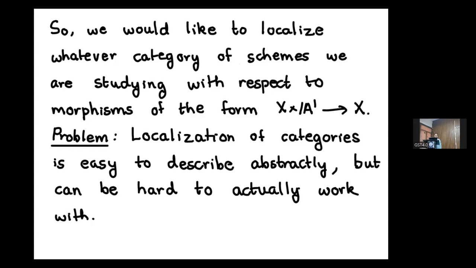But the point is that when you localize categories, the localization of a category with respect to a class of morphisms, it's very easy to define abstractly, right? If you place some restrictions on the size of the category, and if some set theoretic aspects are taken care of, conceptually it's a very simple thing. I will not change the class of objects. The objects will remain the same.